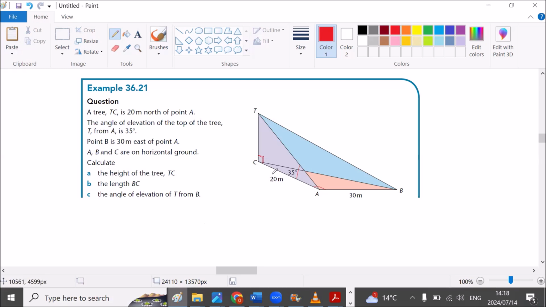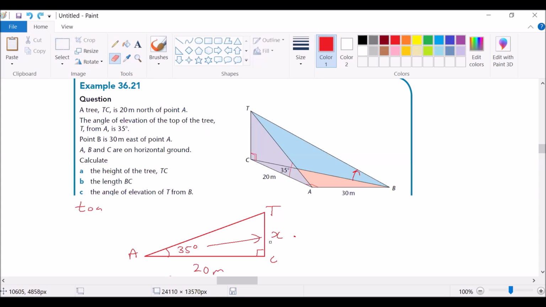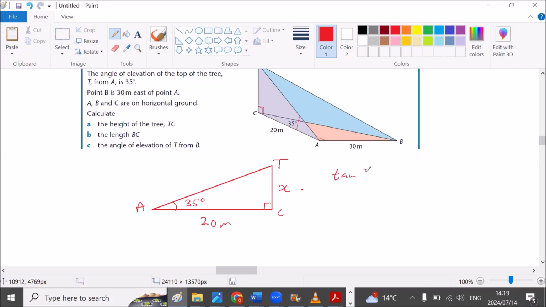So let's consider triangle ACT, and we can see the angle at C is a right angle, and then T is there, and A. So here we have 35 degrees. CA is 20 meters. So we want the height of the tree. We can call it X. Now, considering this angle, we have adjacent, and we want to find the opposite. So we use tan. Tan 35 is equal to opposite over adjacent. Opposite is X, over adjacent is 20.